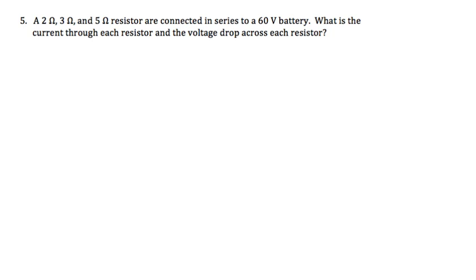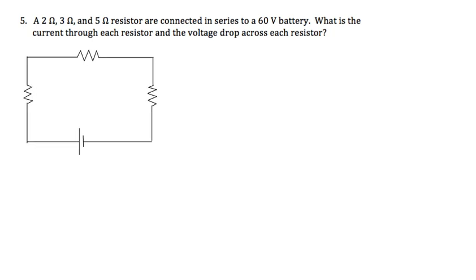All right, so this particular problem says a 2 ohm, a 3 ohm, and a 5 ohm resistor are connected in series to a 60 volt battery. What is the current through each resistor and the voltage drop across each resistor? So if we have 3 resistors connected in series, then this picture right here would work.